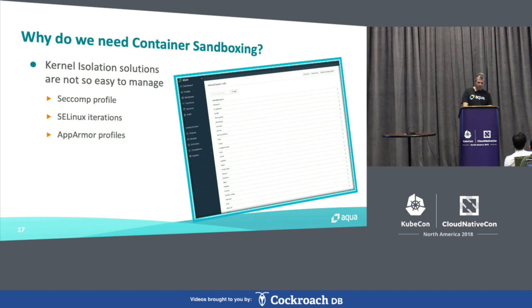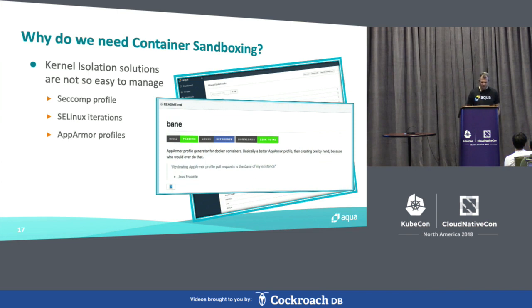And even AppArmor, which is a more friendly way to whitelist system calls, I found a nice GitHub project of Jessie Frazelle doing an AppArmor profile generator called Bane. And if you can read the screen, you can see why it's called that, because as Jessie Frazelle said, reviewing AppArmor profile pull requests is the bane of my existence, right? So you can see it's not so easy to use, not so intuitive, and when you run in a fast, multi-container environment at large scale, probably it's not the easy way to use.